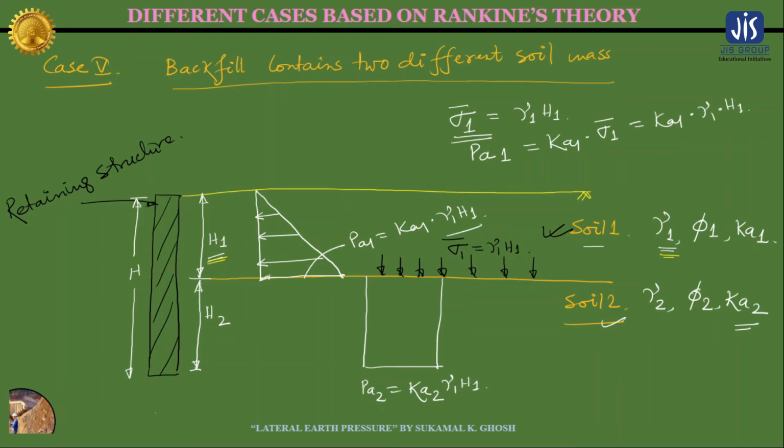Now here is a twist. There can be two cases. Maybe phi 1 is greater than phi 2, or phi 2 may be greater than phi 1. Now for these two different cases, the pressure distribution diagram will be different. So let me discuss.